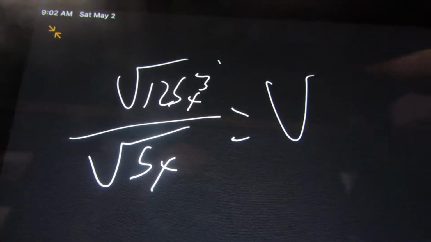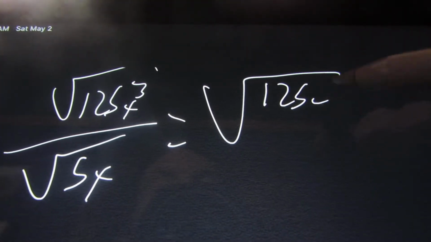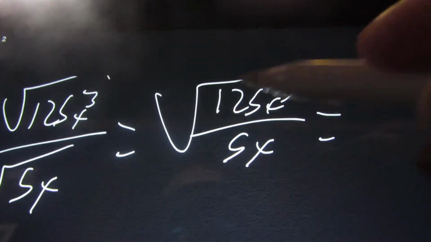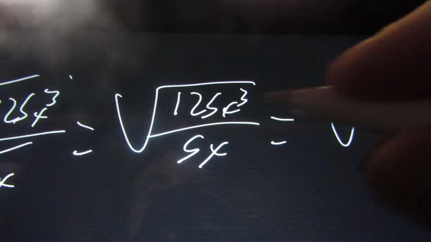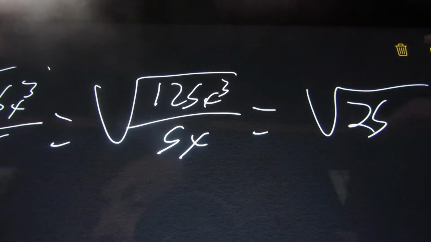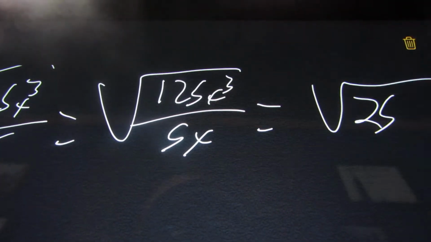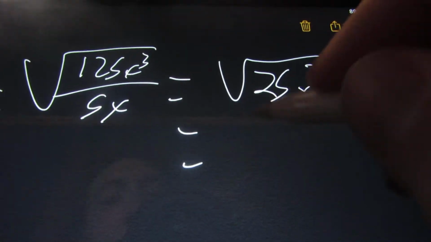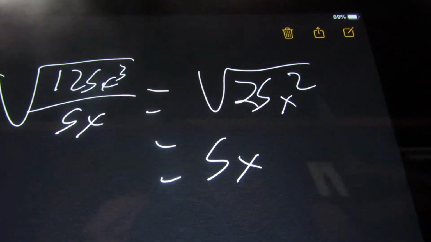So let's say now that we have square root of 125 x to the 3 over square root of 5x. I'm going to write this as one radical. So square root of 125 x to the 3 over 5x. 125 divided by 5 is 25. X to the 3 divided by x is x squared. So the answer here is 5x.